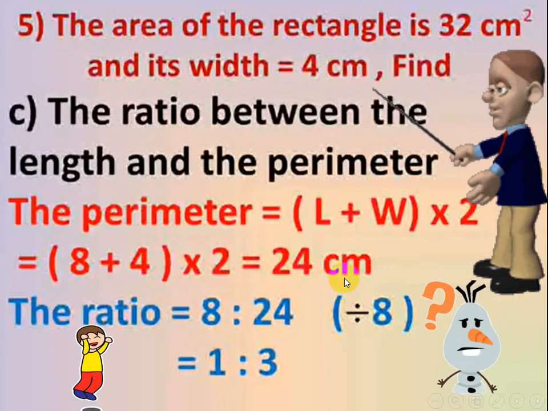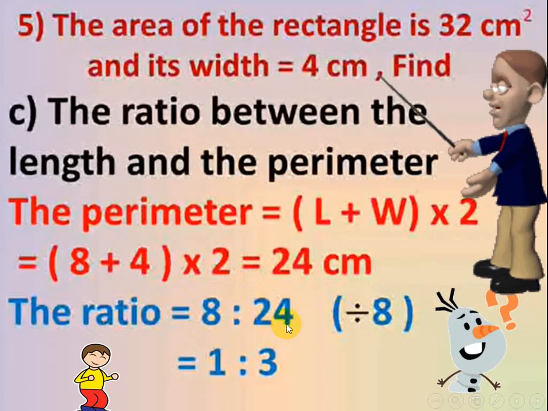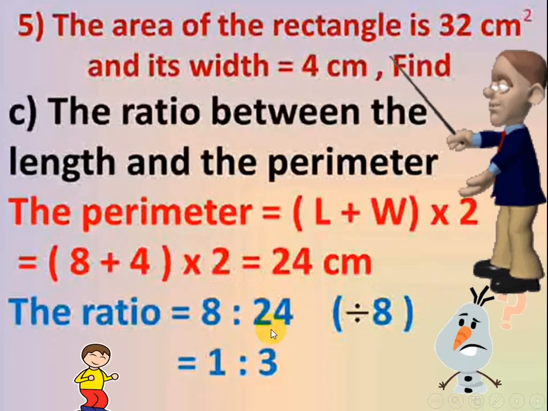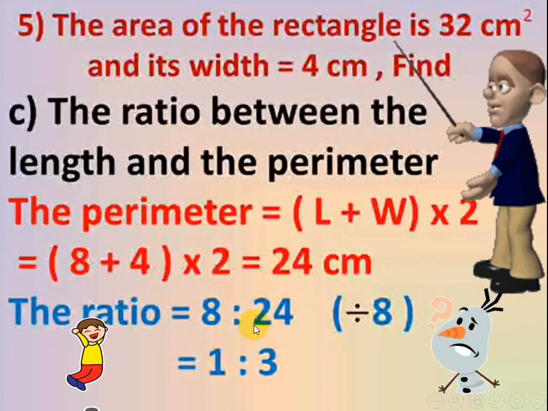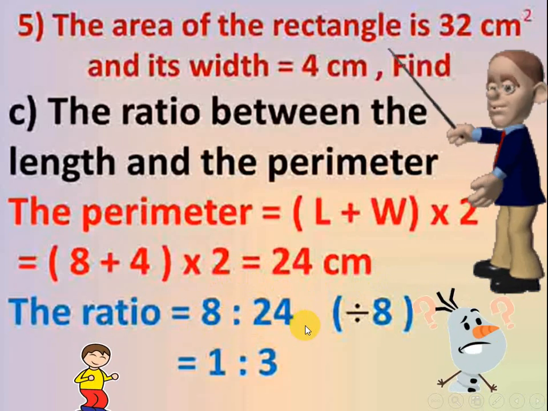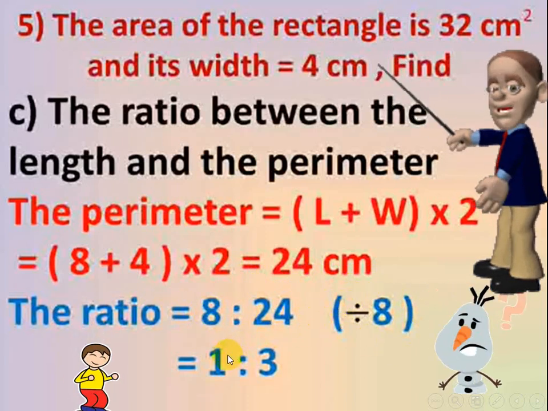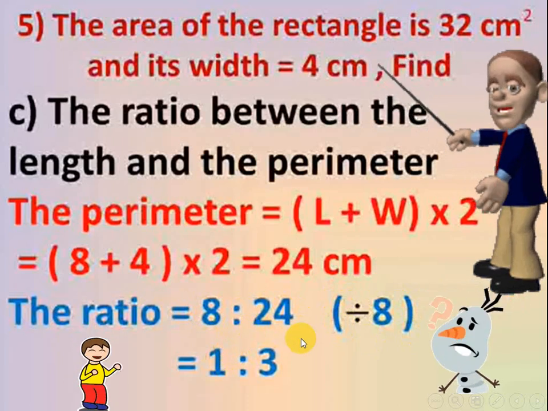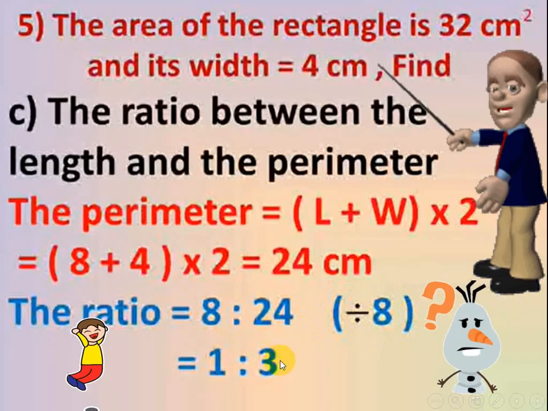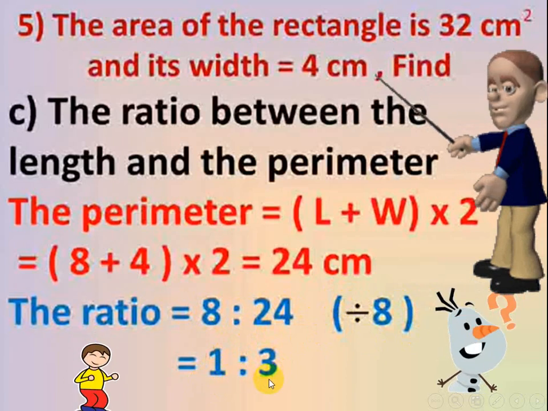So the ratio now, length is 8 to perimeter is 24. 8 and 24 are divisible by 2, divisible by 4, but we prefer 8. They are divisible by 8. Divide by 8. 8 divided by 8 equals 1. 24 divided by 8 equals 3. So the ratio in the simplest form is 1 to 3.